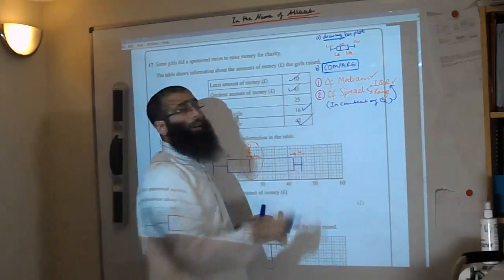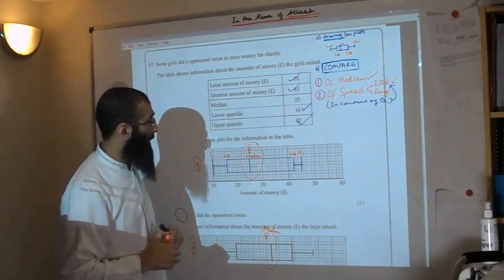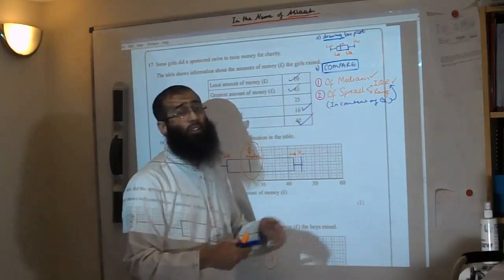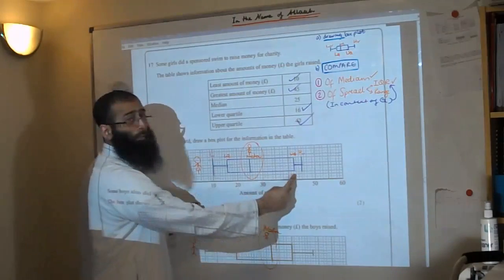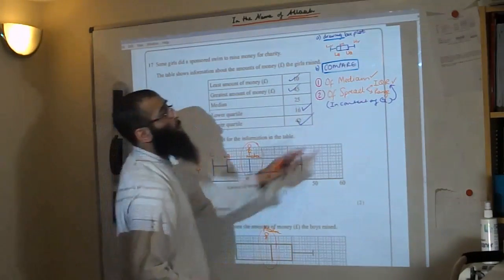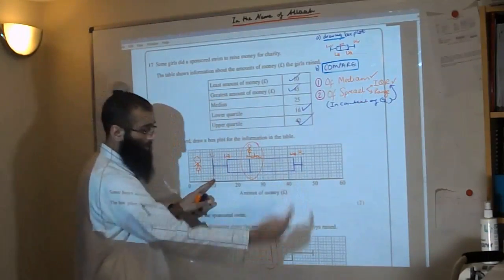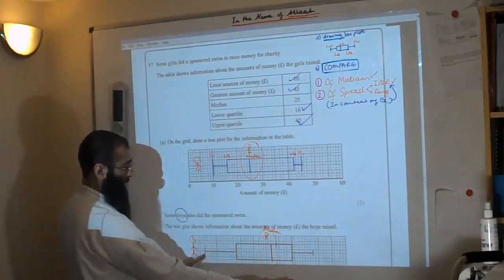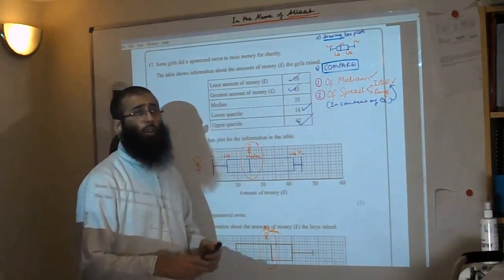Then we also need to compare the spread. And the spread of the data, when we talk about the spread on a box plot, we're talking about two things here. The interquartile range, which is the difference between this number and this number, or it's the range, which is the largest value minus the smallest value. The range is susceptible to rogue data.